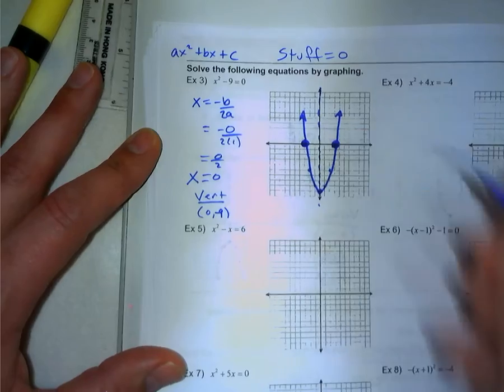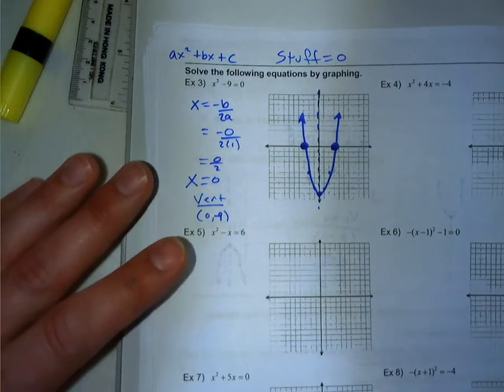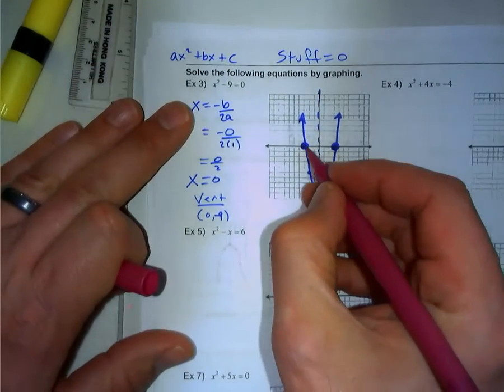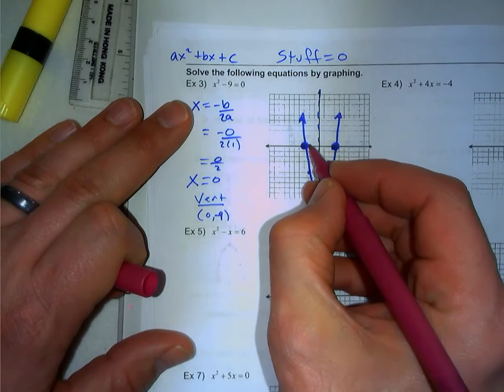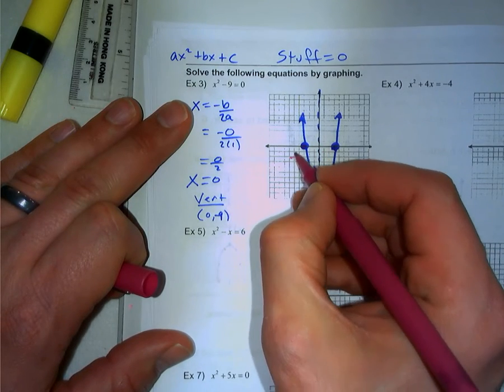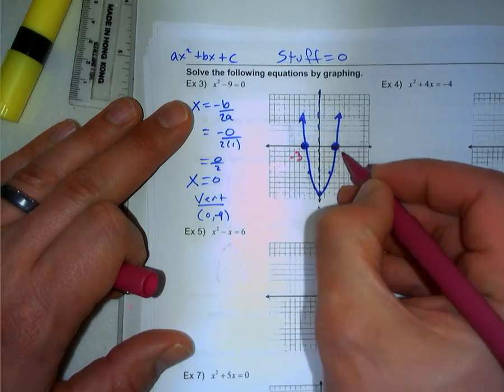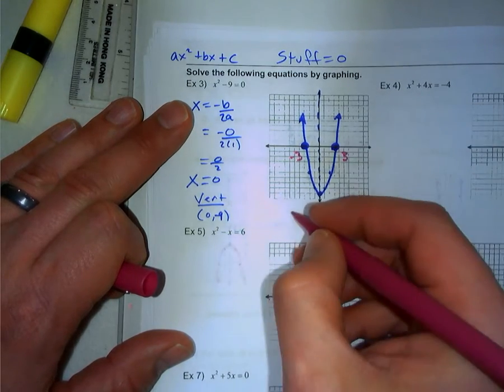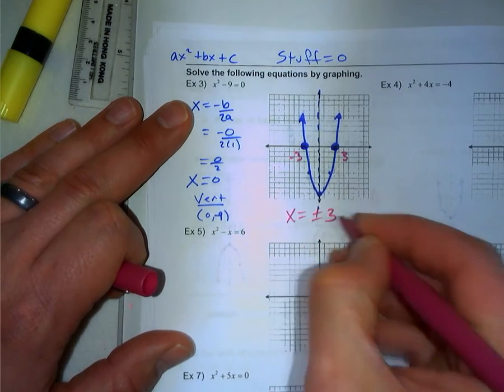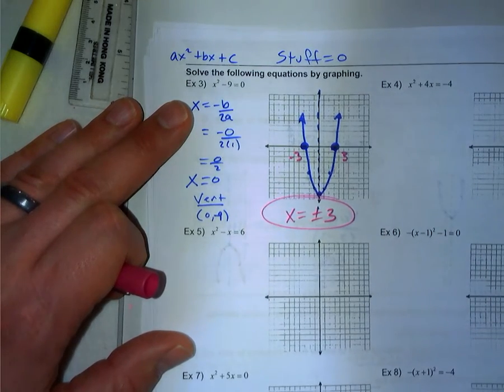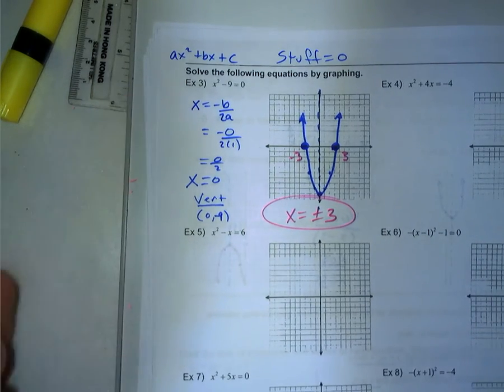This is what we're looking for. Those guys right there. Where do they intersect? What's this guy? 1, 2, negative 3, 1, 2, positive 3. So my answers are plus or minus 3. Okay, so that's my solutions for this.